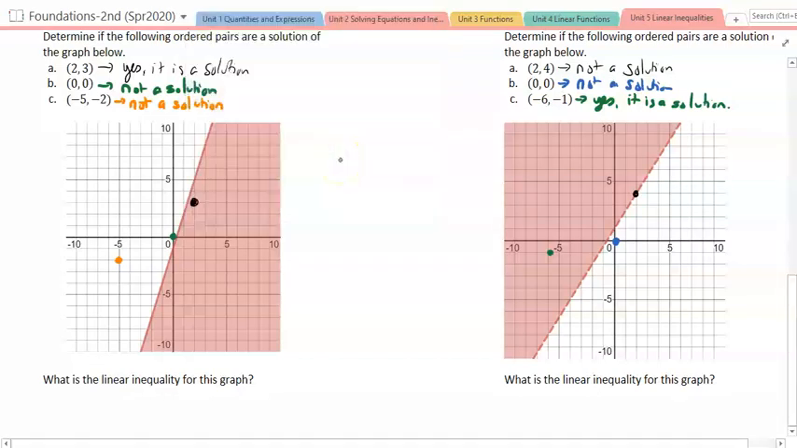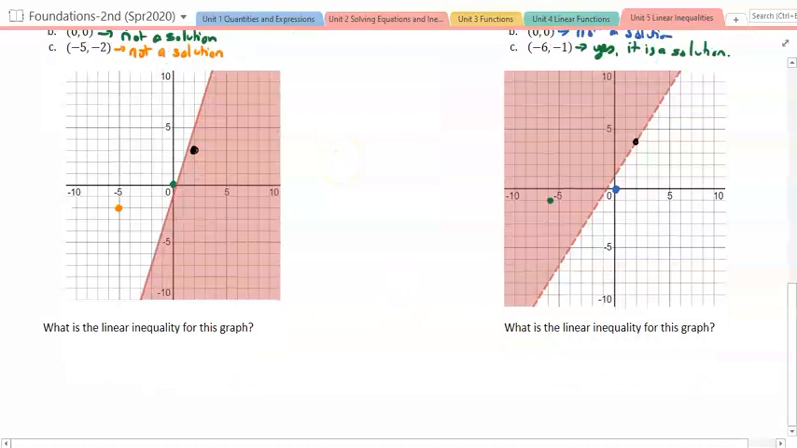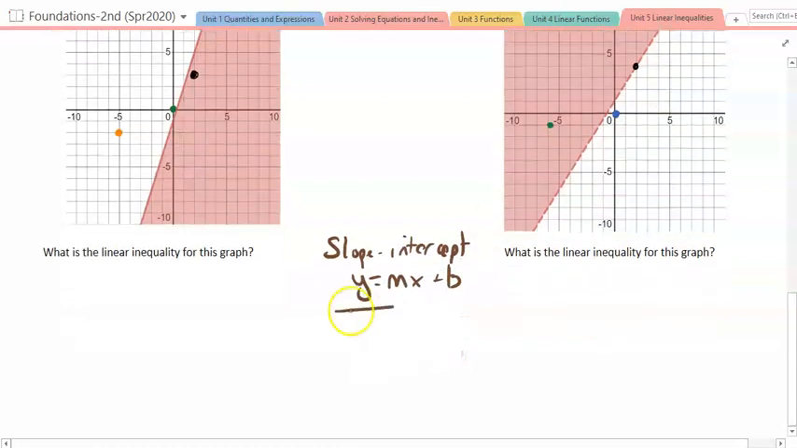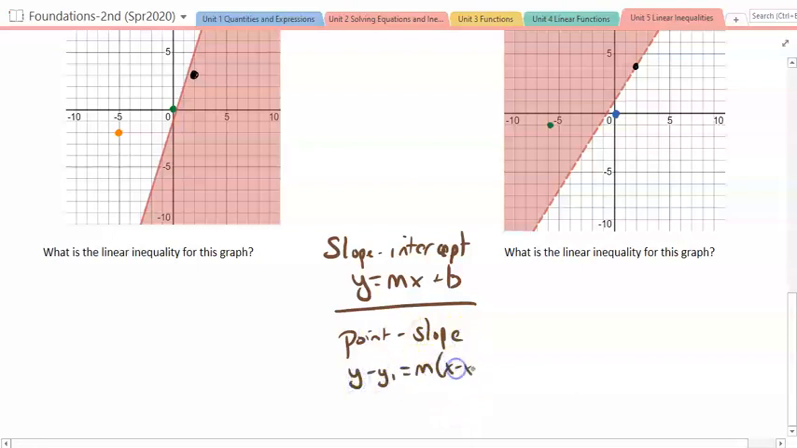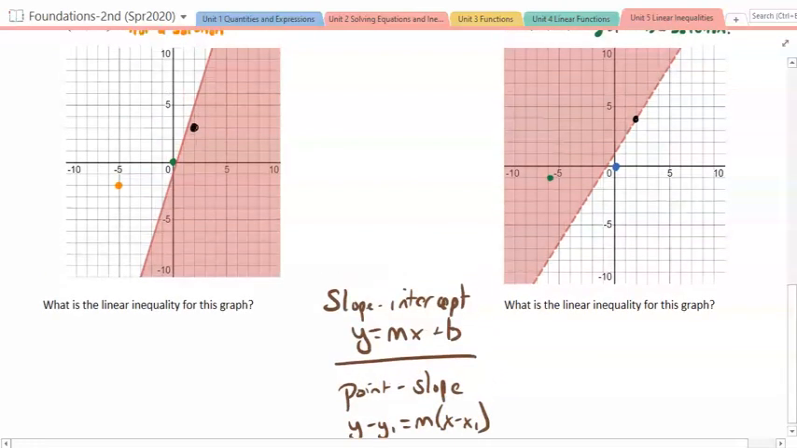And so to do that, we need to do one of two things. We either need to do it in slope-intercept form, because if I can find the slope and find the intercept, we will plug it into that very quickly. If I can't tell what the y-intercept is, then of course I could use point slope form. And remember that that is y minus y sub 1 equals m times x minus x sub 1.